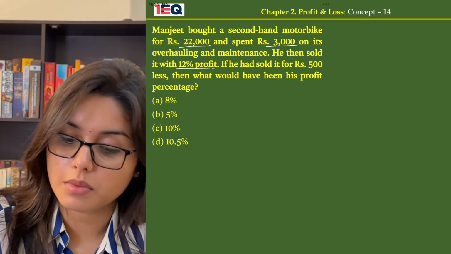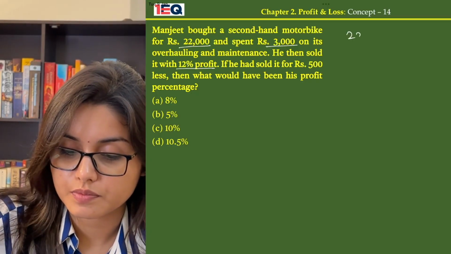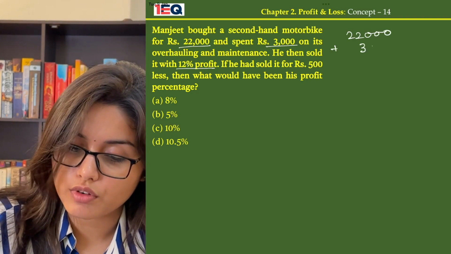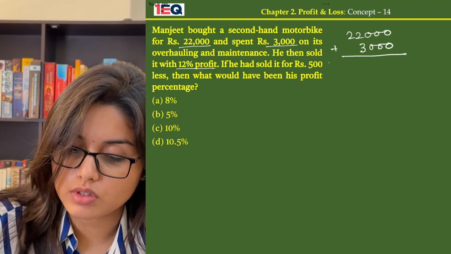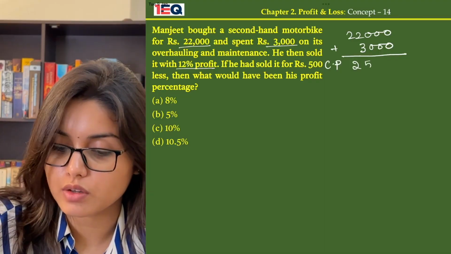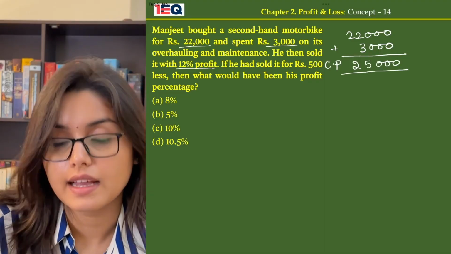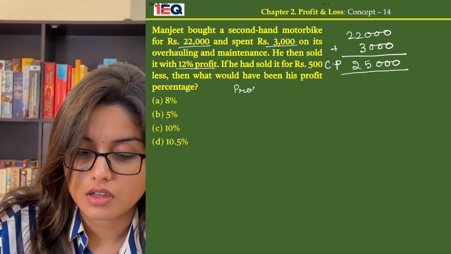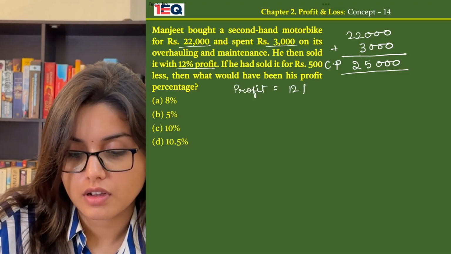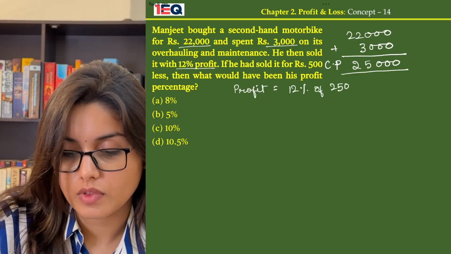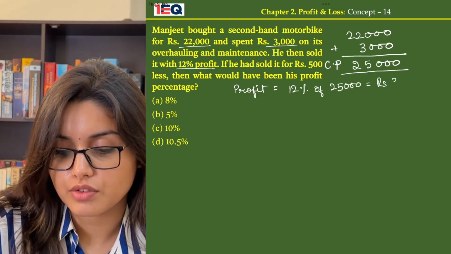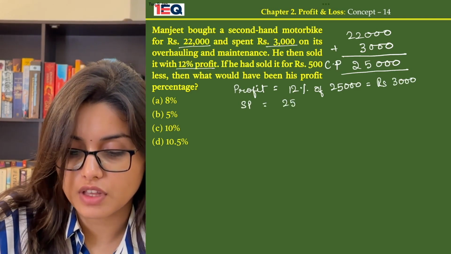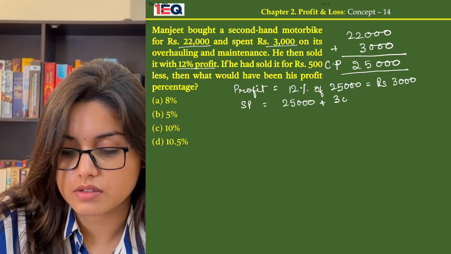The cost price of the bike is 22,000. He spends 3,000 more on its maintenance. So my total CP then becomes 25,000. He then sells the bike and earns a profit of 12%. So the profit amount is 12% of 25,000. That is rupees 3,000. And hence the selling price becomes 25,000 plus 3,000.